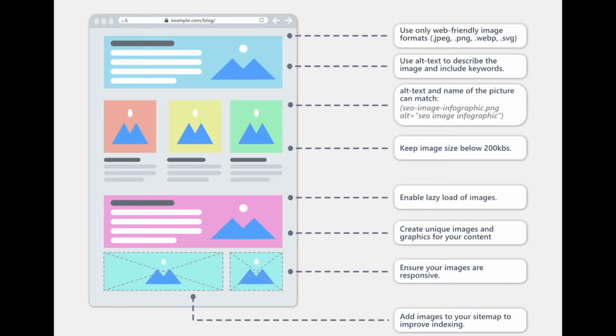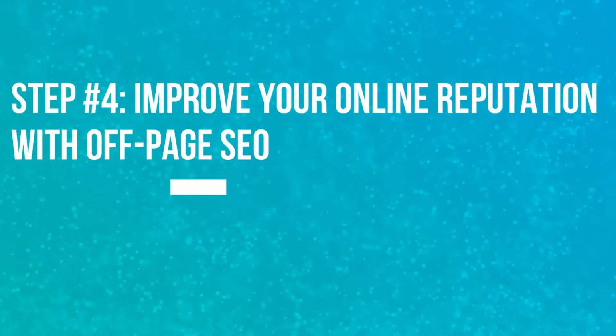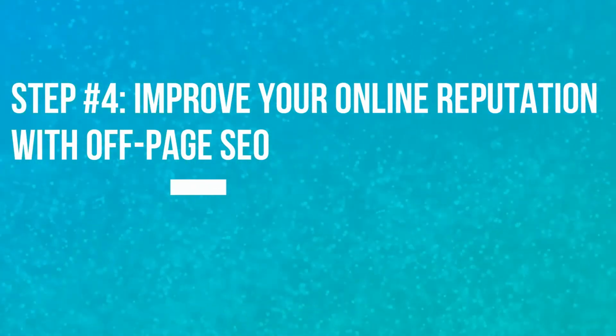Lazy load your images. Try to create unique images for your content. Add images to your sitemap to improve search engines indexing your images. And lastly, ensure your images are responsive to different screen sizes for the best user experience. Yes, images are another important part of your on-page SEO, and you should spend time and resources on unique graphics for every one of your articles. It will pay off.